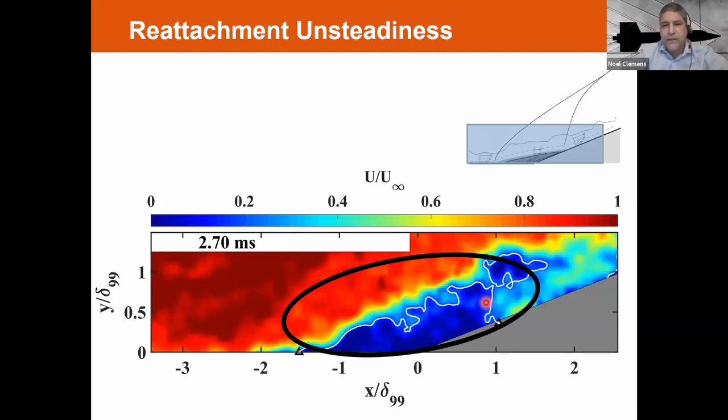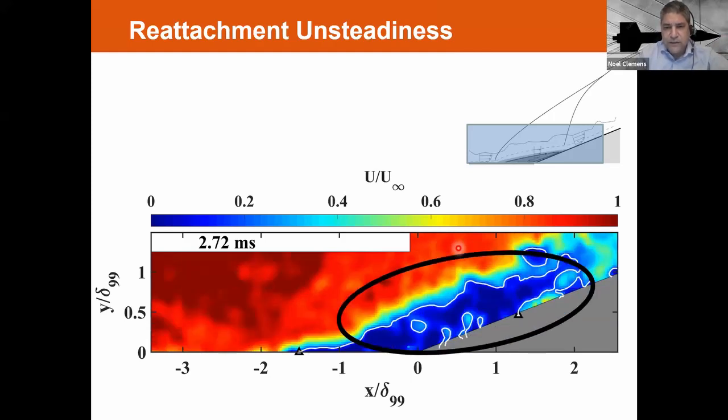And then the bubble is just flapping, right? There have been numerous studies that have suggested that shear layer flapping is an important mechanism in this low frequency unsteadiness. We're finding it's more important for the high frequency unsteadiness, and I'll have more to say on that in a bit.